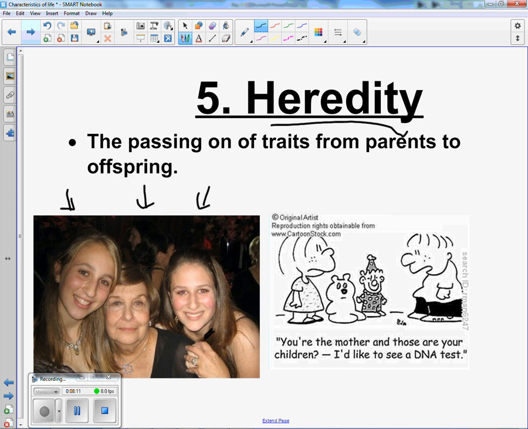So that's why we look a lot alike. Okay, that's heredity. Okay? So over here, you can see this funny little joke. We can see we have a bear, we have a clown. And this guy is a little skeptical because it realizes that these two don't really belong to her. Okay? And that's because it doesn't follow the rules of heredity. So heredity is that living things must be able to pass genes on to someone else.